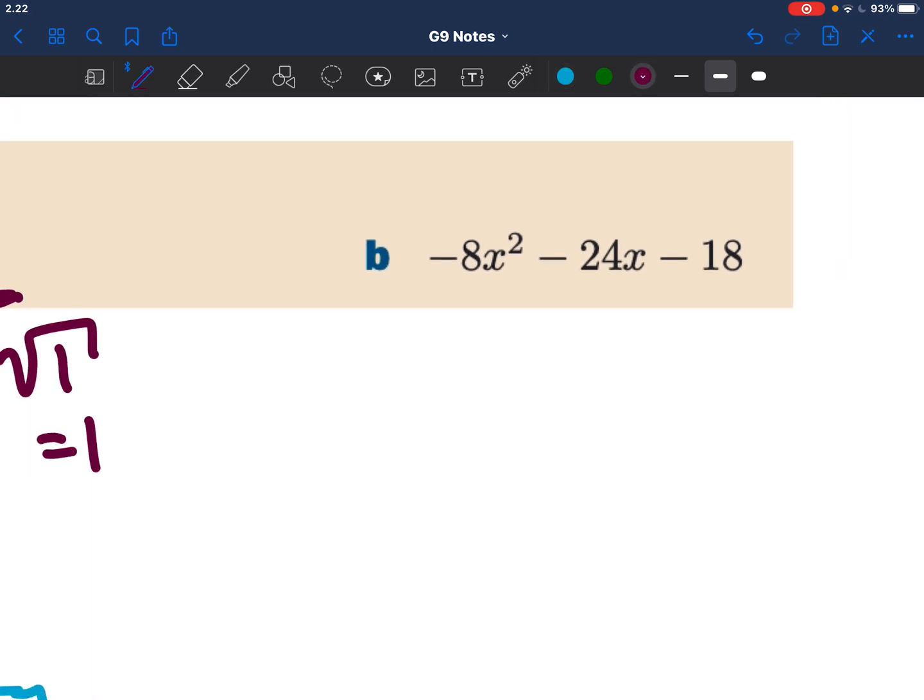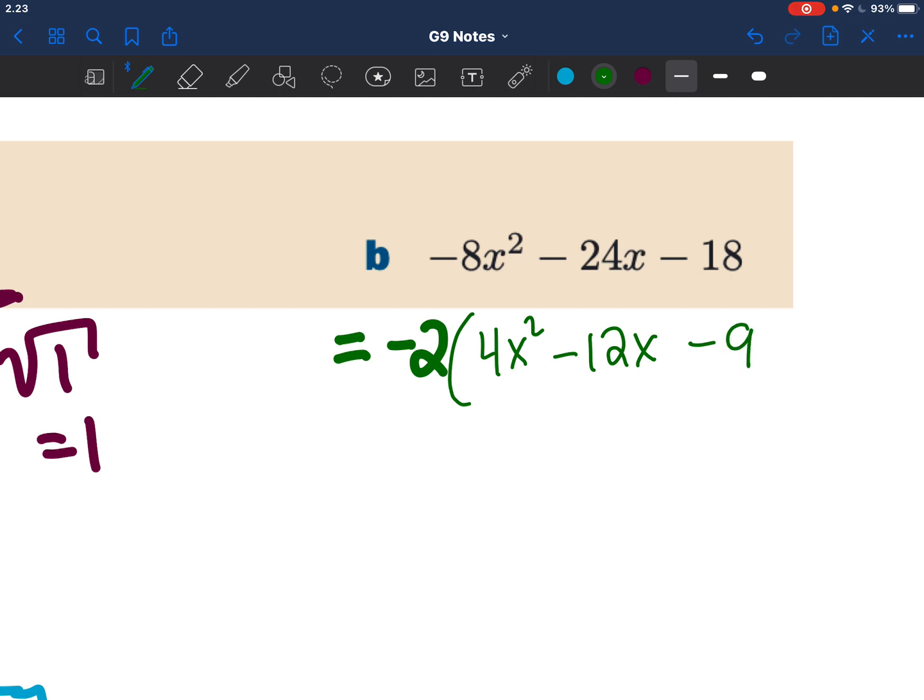Okay, so you might be like, okay, Miss Steph, you just gave me a difficult one. Because if you look at this, that's not a perfect square. That one's neither. So what do we do? Again, the first thing that you should do is look for the highest common factor. If you don't see the perfect squares, see if you can pull out a highest common factor. So in this case, let's pull out negative 2. That leaves us with 4x squared minus 12x plus 9.